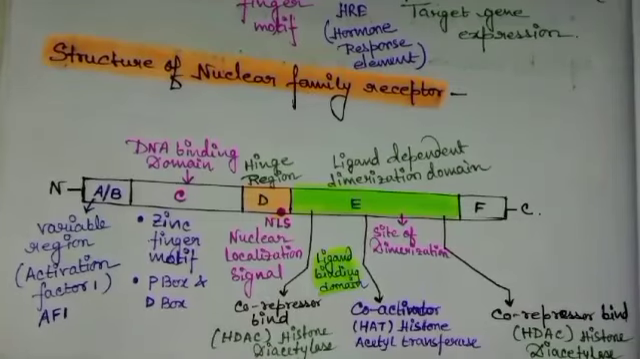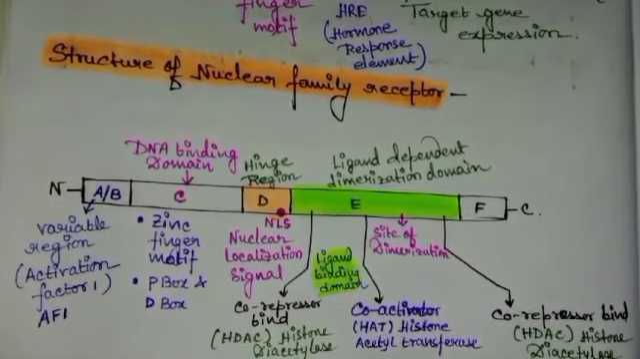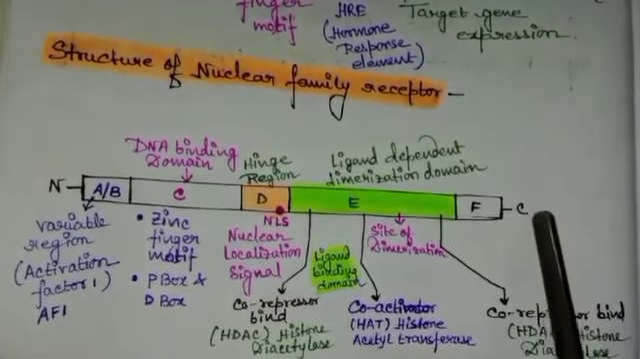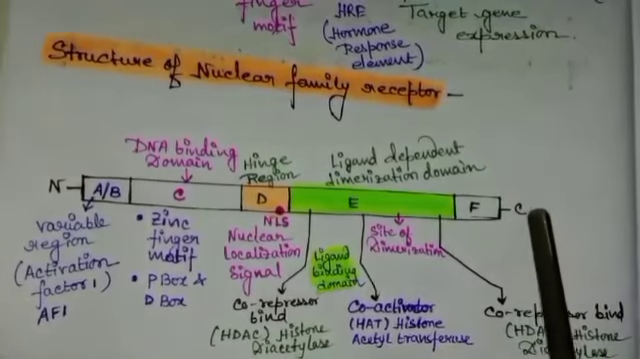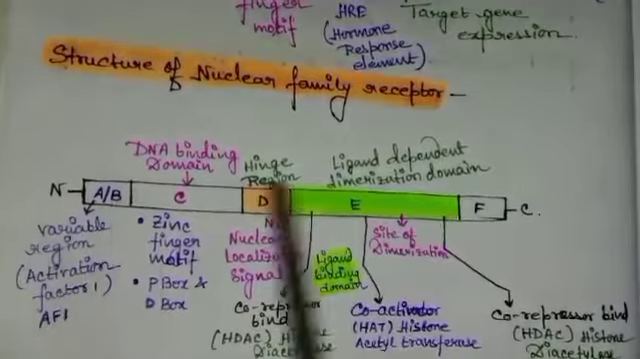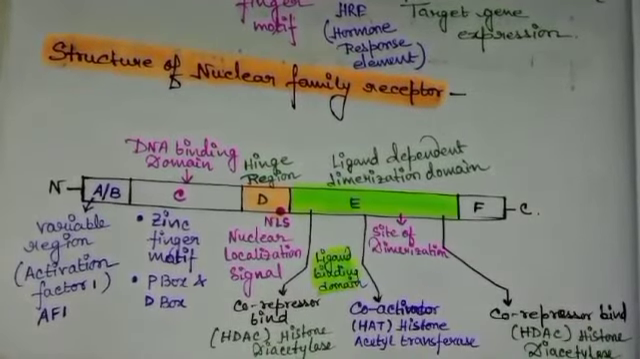When a co-repressor binds to the receptor, mainly at the ligand binding site, it inactivates the receptor. But when a co-activator binds, it activates the receptor. This will be discussed further in the mechanisms. You can see here C is the carboxyl terminal. Here are the amino groups, and this is the carboxyl group.